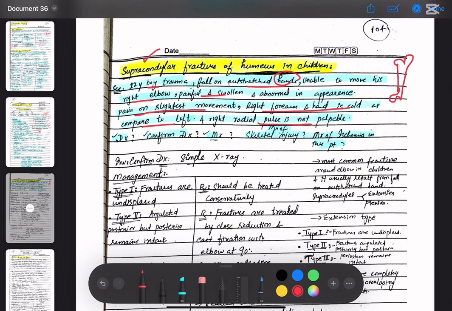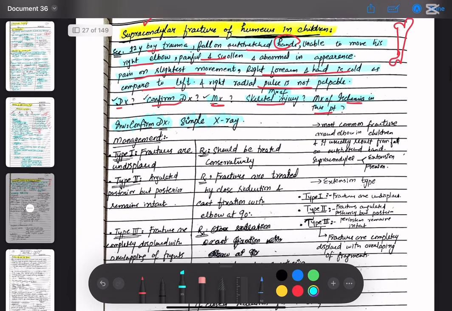So many questions are asked here: what is the diagnosis, how you will confirm the diagnosis, what is the management of skeletal injuries, and what is the management of ischemia. As here it is mentioned that the radial pulse in the right is not palpable, and the right forearm and hand is cold as compared to left. So the investigation of fractures is always confirmed through X-ray. The most important investigation that is done in orthopedics is X-ray, simple X-ray. The diagnosis is supracondylar fracture, and the diagnosis is confirmed through X-ray.